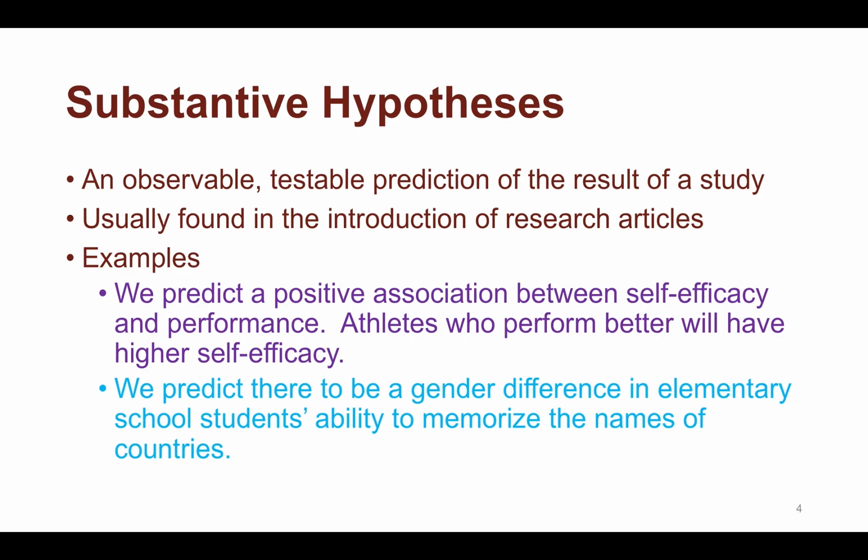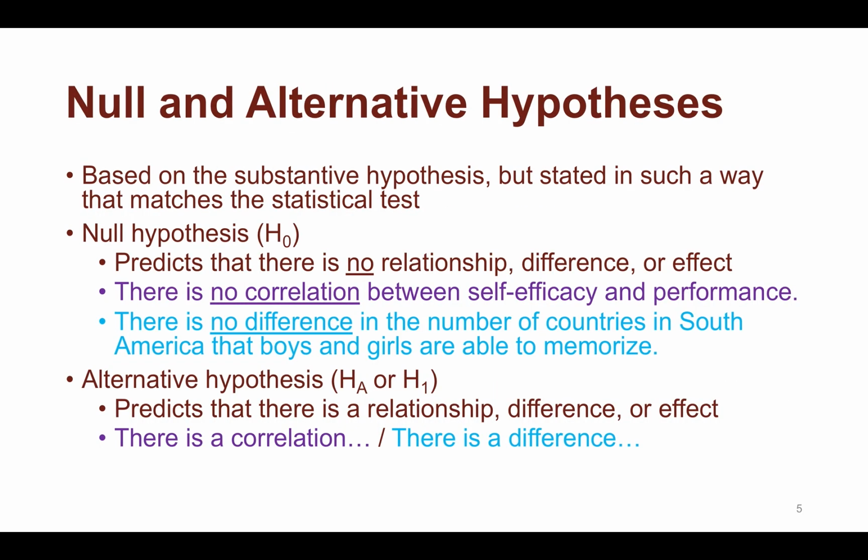Some examples, the authors might say, we predict a positive association between self-efficacy and performance. Athletes who perform better will have higher self-efficacy. Another example, we predict there to be a gender difference in elementary school students' ability to memorize the names of countries. So that's what they would look like if they were written as substantive hypotheses, basically the author's prediction of what they actually might see when they analyze their data.